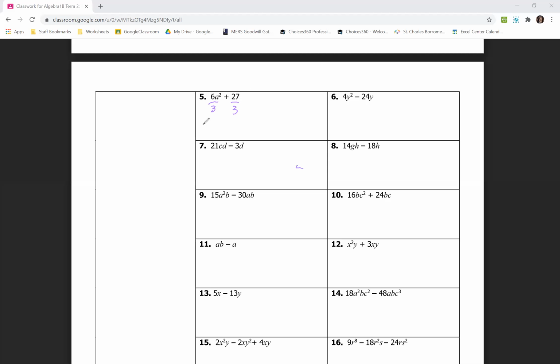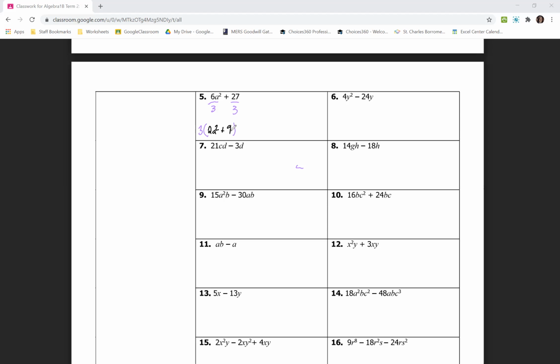So I'm going to pull my 3 out. And what am I going to be left with? 6 divided by 3 is 2a squared, and then 27 divided by 3 is 9. So this is completely factored. If you want to check to make sure you're doing it right, go the opposite way. Distribute. See if you get what you started with.